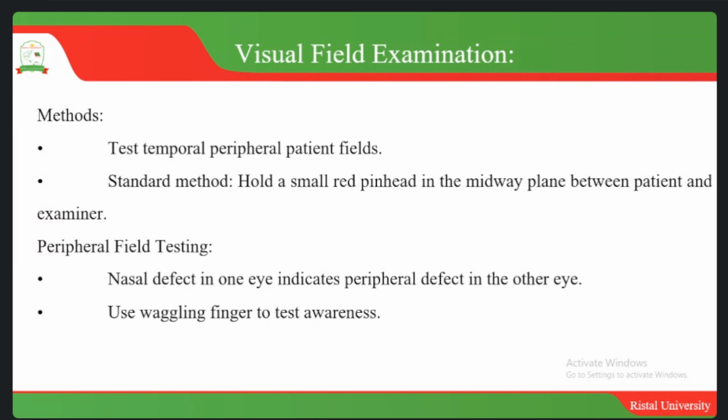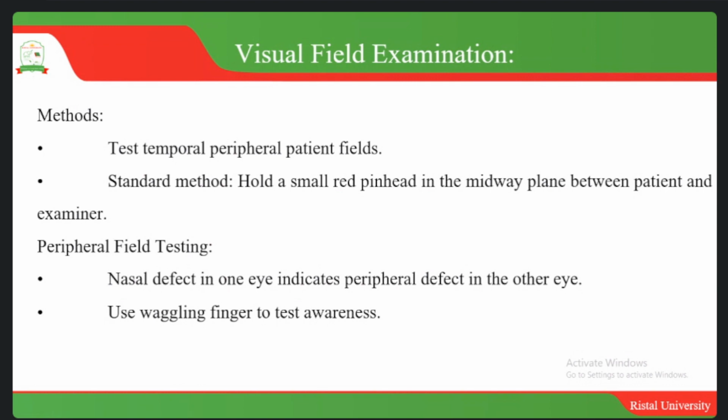So you have to look at the visual field examination. Visual field examination is basically looking at the visual abilities, your patient's sight, whether the patient is able to see, because this is all in relation to the nervous system. So for the case of the visual field examination, the method you're going to use is to test the temporal, peripheral patient fields. And then also standard method is to hold a small red pin head in the midway plane between the patient and the examiner. So this is just the light that they use to flash into the patient's eye, and you're able to understand and see what is happening in the eye of your patient.